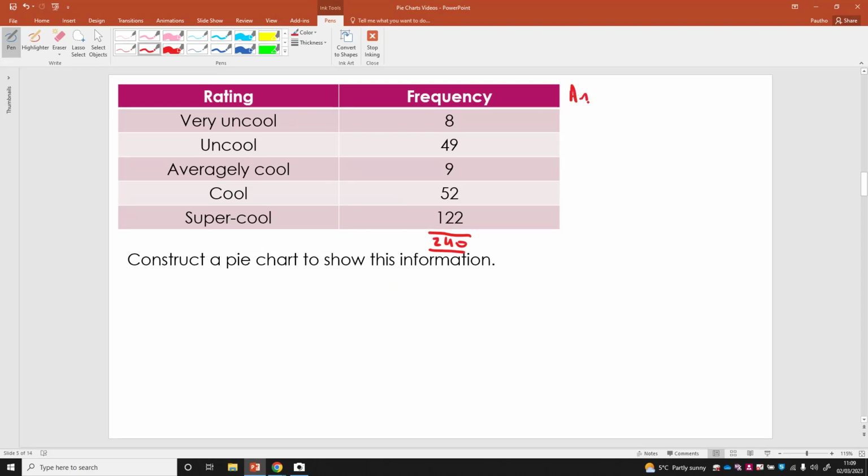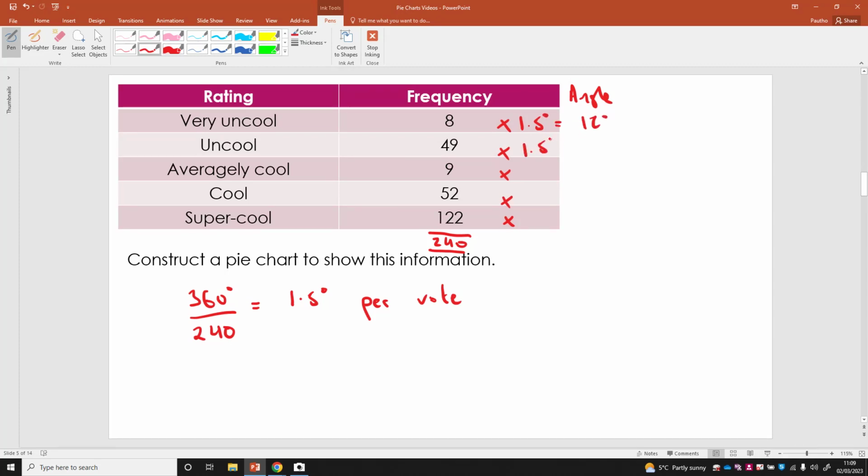And then to find the angle for each sector, take the whole circle and share it fairly between every person's vote. And this is 1.5. So you might get the occasional decimal on a calculator question. So every vote is 1.5 degrees. And then just multiply everything by 1.5, right? Because every vote is 1.5 degrees. So 8 lots of 1.5 will give you 12 degrees.